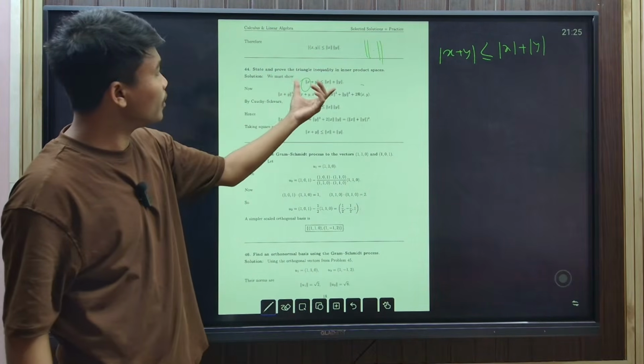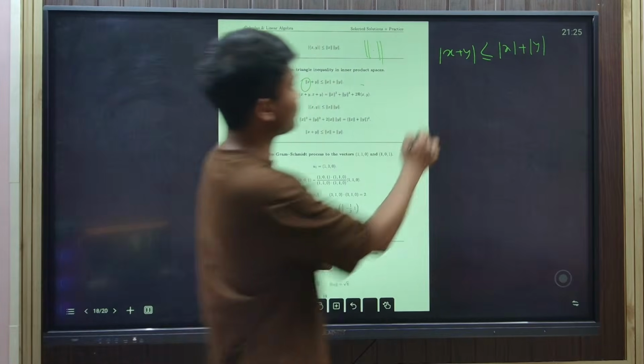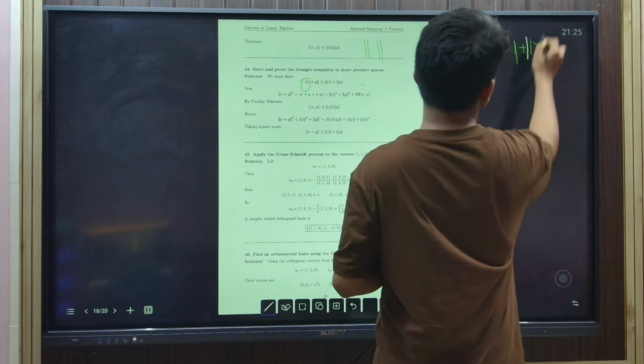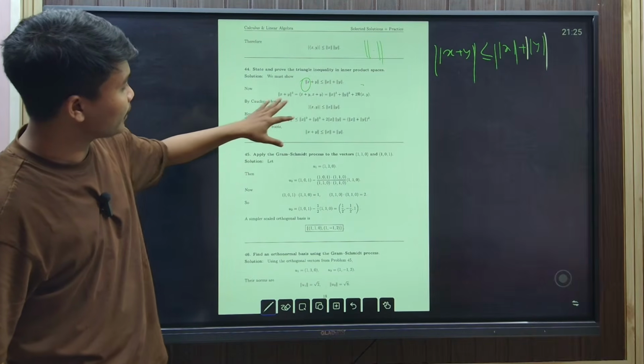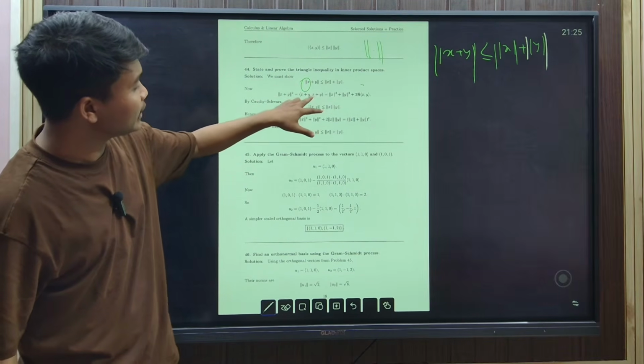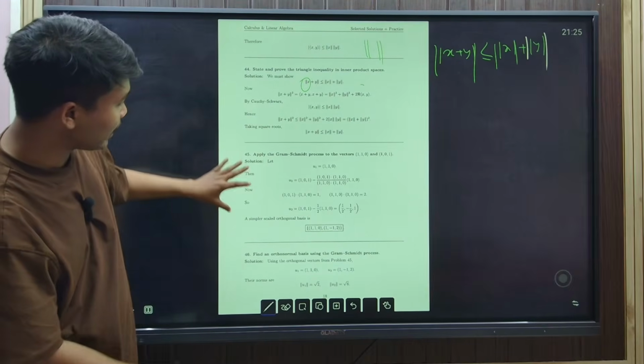In the case of a normed inner product space, the norm of x plus y is less than or equal to the norm of x plus the norm of y. Now you have to verify whatever I have given. These are the properties of the inner product, and here you apply Gram-Schmidt.